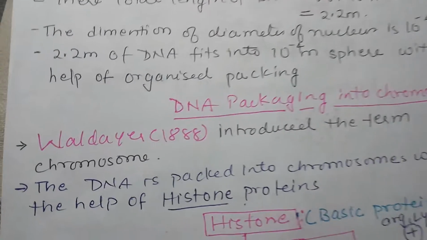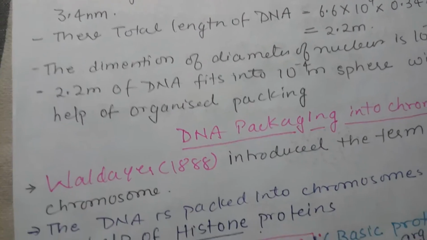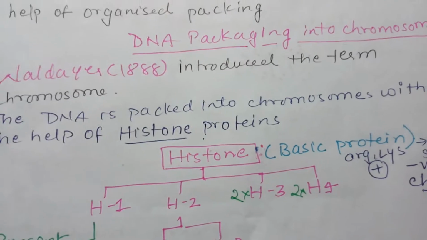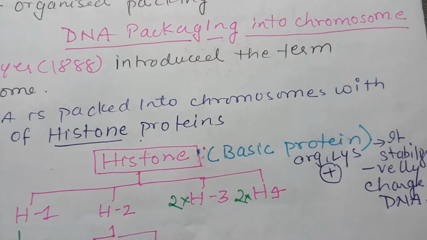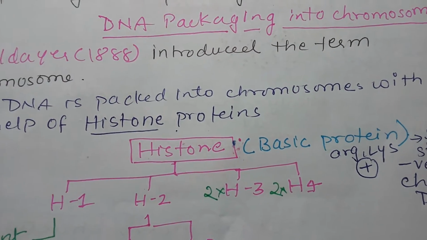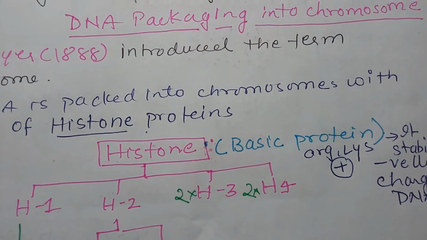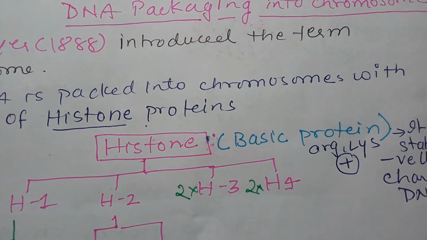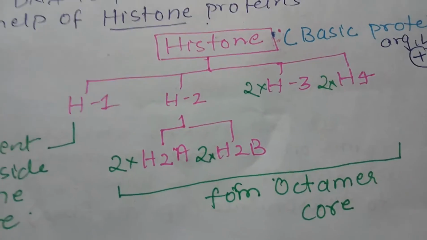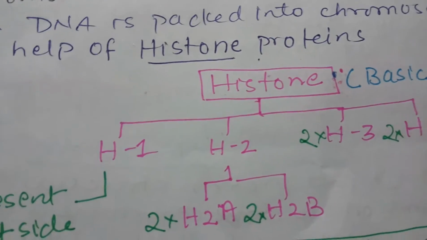The term chromosome was introduced by Waldeyer in 1888, and the DNA is packaged into the chromosome with the help of proteins called histones. Histones are basic proteins which are rich in basic amino acids such as arginine and lysine, and they are positively charged because they are basic proteins, and they neutralize the negative charge of DNA. Okay, and there are a total of 4 types of histones: H1, H2, H3 and H4.